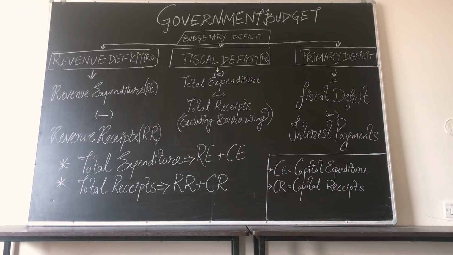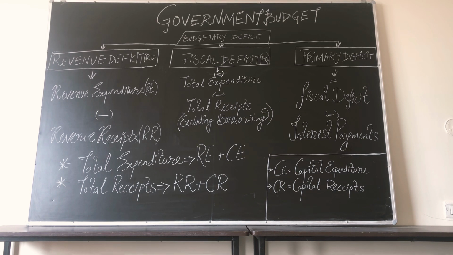Now, how can it be financed? It can be financed by two sources. Number one, by borrowing. How? Fiscal deficit can be met by borrowing either from domestic sources or from external sources. Domestic sources include commercial banks. External sources include foreign governments and international organizations.